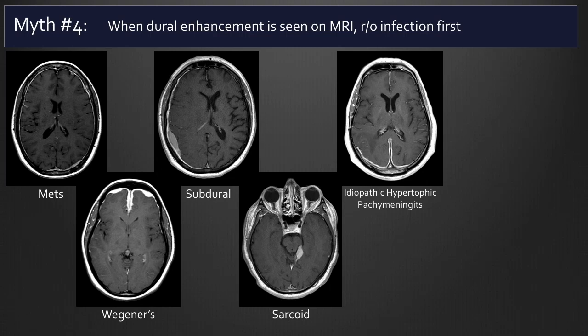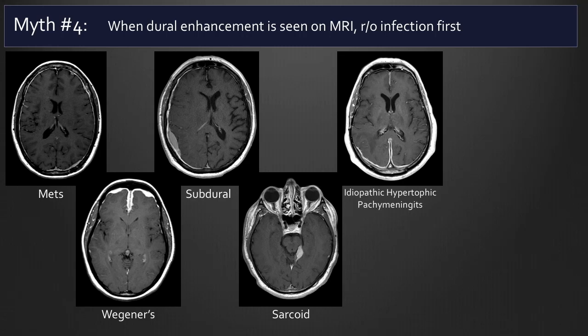Myth number four. This is one that seems to come up a lot in patients who have a delayed diagnosis of intracranial hypotension. They'll have diffuse smooth dural enhancement on their presenting brain MRI, and then they'll get a lumbar puncture to look for infection. This happens all the time. I'm here to tell you that if you have diffuse smooth dural enhancement, you do not have infectious meningitis. At least, if you have infectious meningitis, it's completely unrelated to the diffuse smooth dural enhancement.